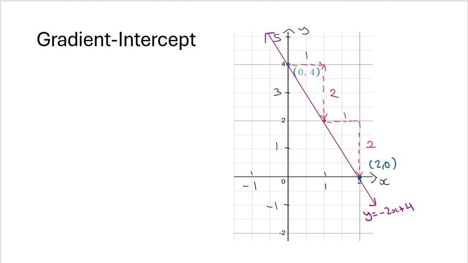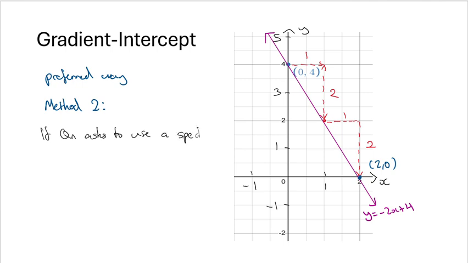The preferred method that you want to do is the intercept method, which is method 2. So method 2 is the preferred method, but if the question asks to use a specific method instead, use it. Okay? So that's all it is.